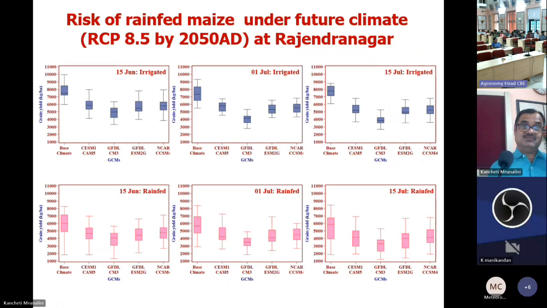Similarly, we have done this for future climate impact also, by taking the different GCM model outputs of the weather, and we have done it for different regions to see how the future climate is impacting. Here in the GFDL model, the yield reduction is very small even under irrigated conditions, because it is showing nearly a 3 degree increase in temperature by 2050, mid-century. That is reflected in the yield also. I am not going much deeper here, but the impact is there.